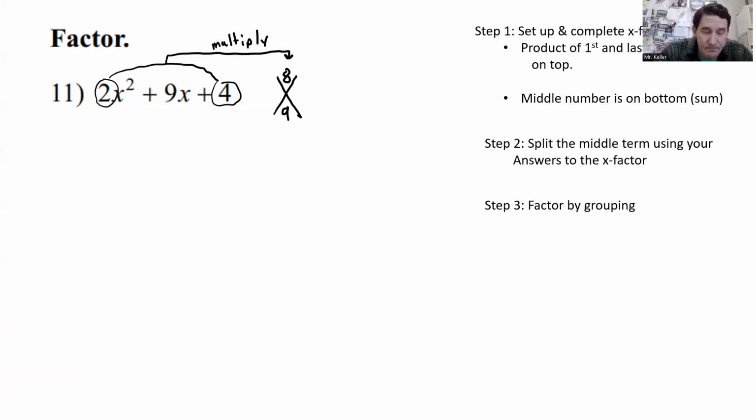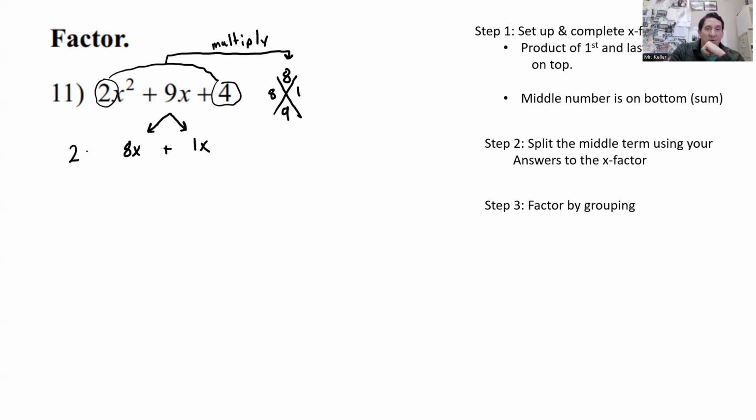Two numbers that multiply to 8 and add to 9 are going to be 8 and 1. 8 times 1 is 8, 8 plus 1 is 9. Now I've got to set up the factor by grouping. I'm going to take the middle term, the 9x, and split that into 8x plus 1x. Again, 8x plus 1x is 9x.